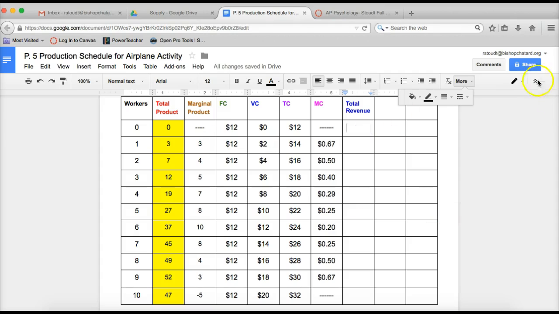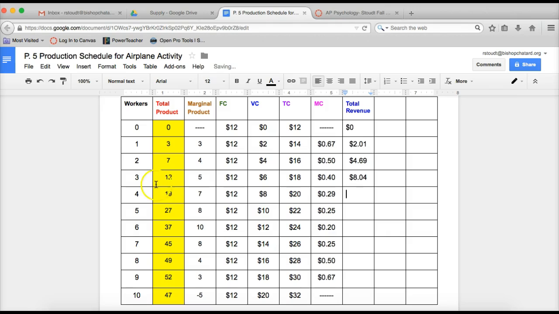To start with, at 0 workers, we're taking 67 cents times 0, because with 0 workers we didn't make anything. So obviously our total revenue is 0. At 1 worker, we're taking 3 times 67 cents, which is actually $2.01. Then you're going to take 7 times 67 cents, which is $4.69. Then for 3 workers, 12 times 67 cents, which is $8.04, if I can type.